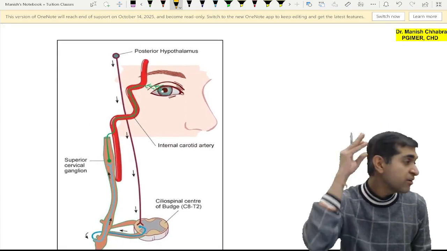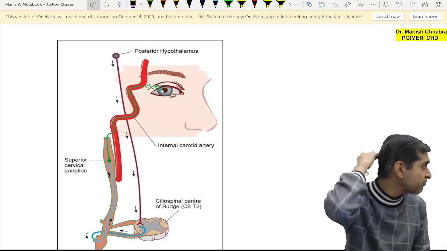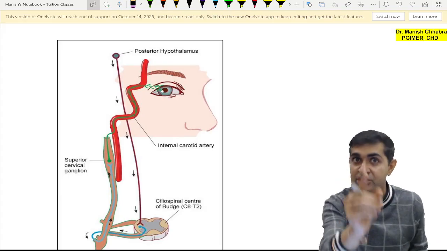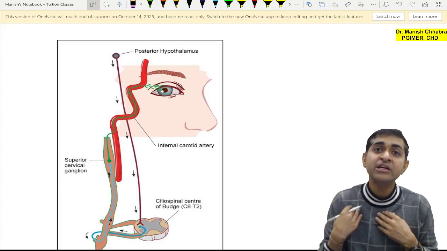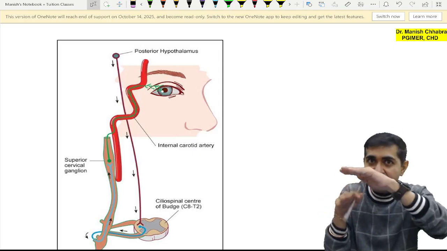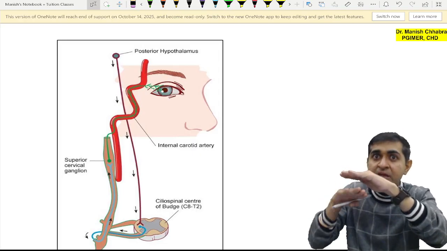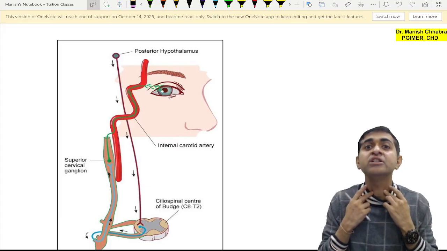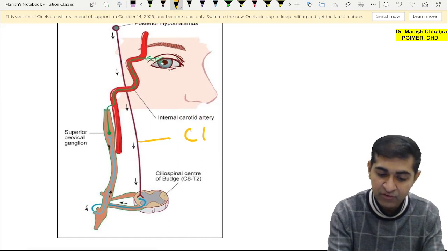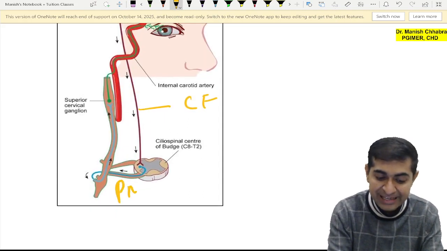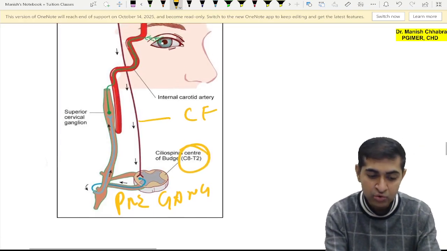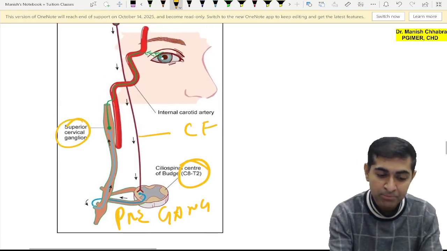So from hypothalamus, there are sympathetic fibers that go till C8 and T1. This is your central fibers. Then from there is another fiber which moves between the clavicle and the tip of the lung and comes towards the inferior cervical ganglion, then towards the superior cervical ganglion. So these are your central fibers. These are your preganglionic fibers, which are coming from C8, T1 or T2 to the superior cervical ganglion.